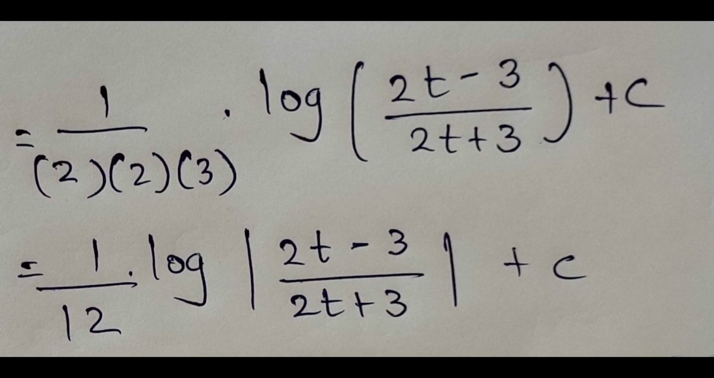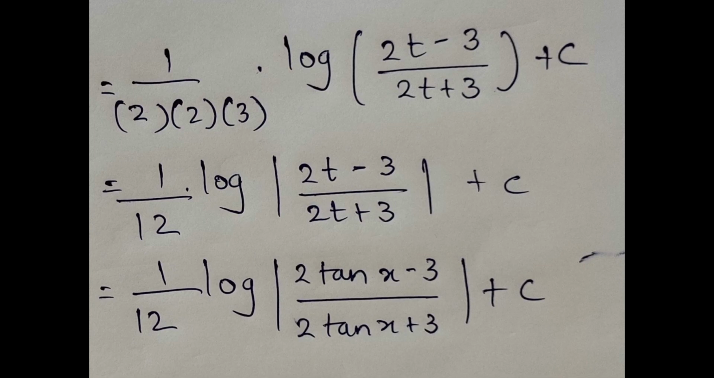After putting the values in the formula, we will have 1 by 12 log of (2t minus 3) by (2t plus 3) plus c. Now put the value of t in the equation, so we will get 1 by 12 log of (2 tan x minus 3) by (2 tan x plus 3) plus c.